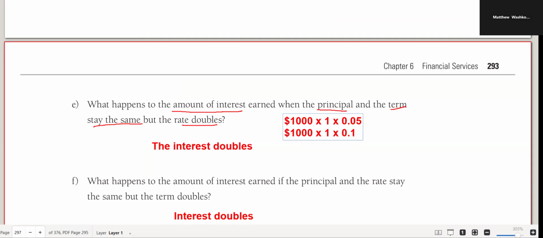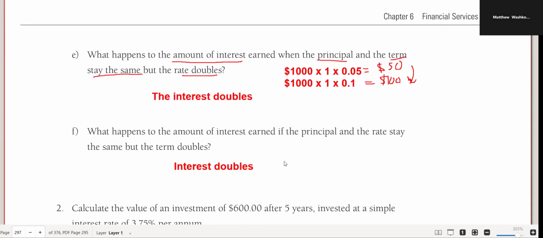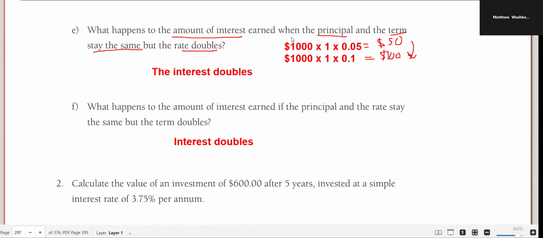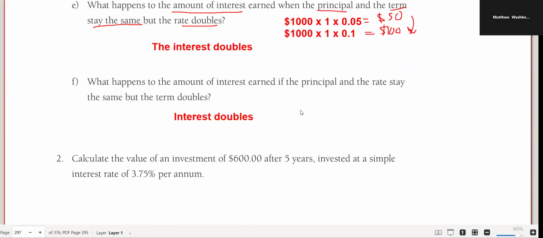Same thing. Well, in this case, it would be $50. In this case, it would be $100. It's doubled. And the same thing happens here as well. If you really want to learn why, I do encourage you to do that same thing.